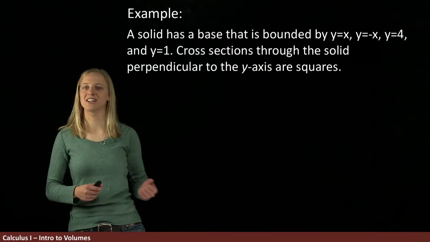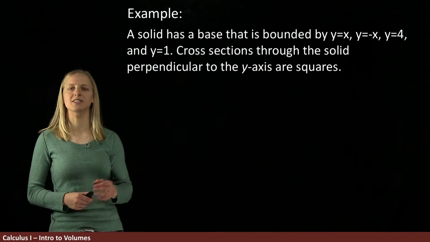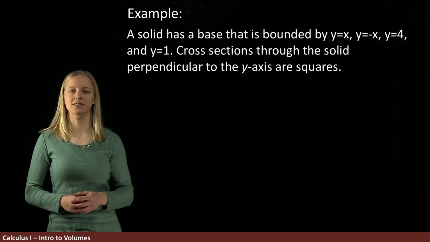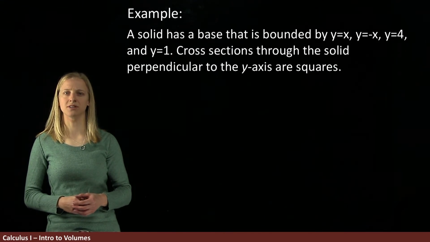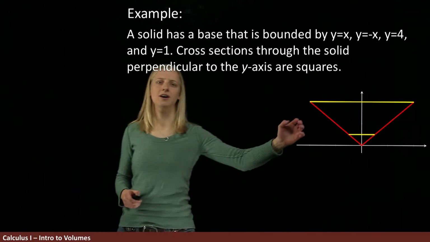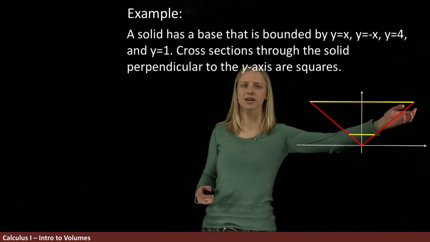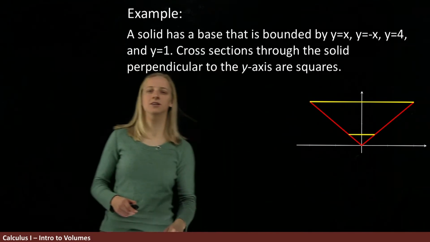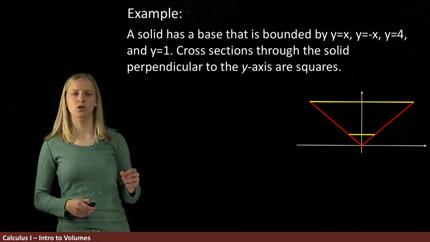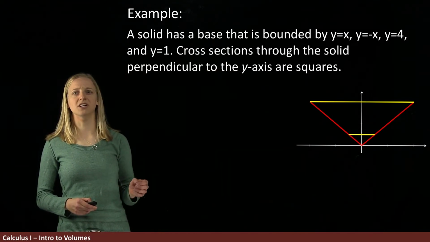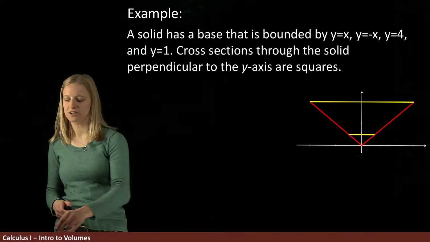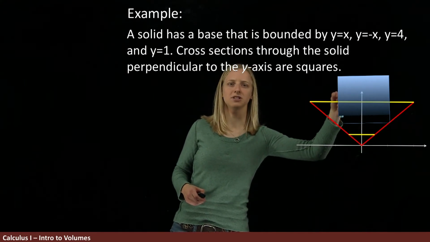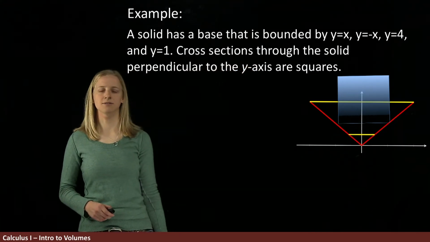We're now going to take a look at another example. So here we have a solid that has a base bounded by y equals x, y equals negative x, y equals 4, and y equals 1. So here we have y equals negative x, y equals x, y equals 4, and y equals 1. And we're given that the cross sections through the solid perpendicular to the y-axis are squares. So here I would have a square that's perpendicular to the y-axis.